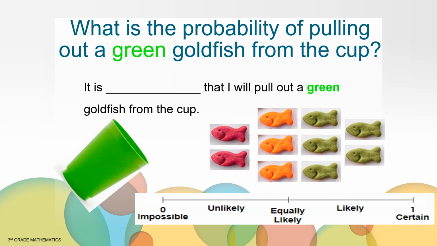What if I wanted to pull out a green goldfish from this cup of goldfish? Write down the word that would describe the probability of that happening, and then use the word in the sentence frame to practice.